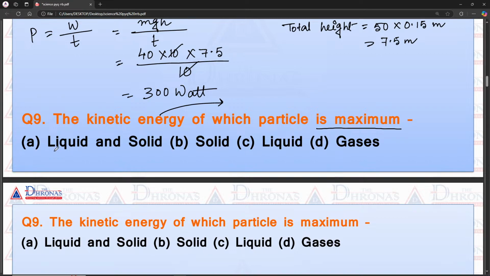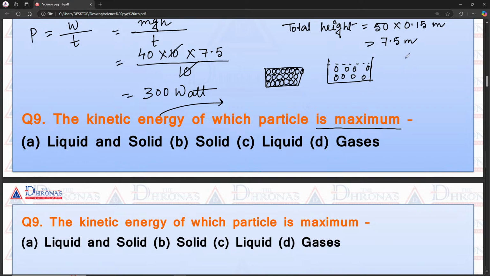Option A is liquid and solid, option B solid, option C liquid, option D gas. So if we consider the structure of solid, liquid and gas, how is the molecular arrangement in a solid? Very tightly packed. The molecules stay completely attached to each other, there is no gap. So there is no free space between the molecules. But in the case of liquid, the molecules are a little bit apart from each other. There is space between the molecules.